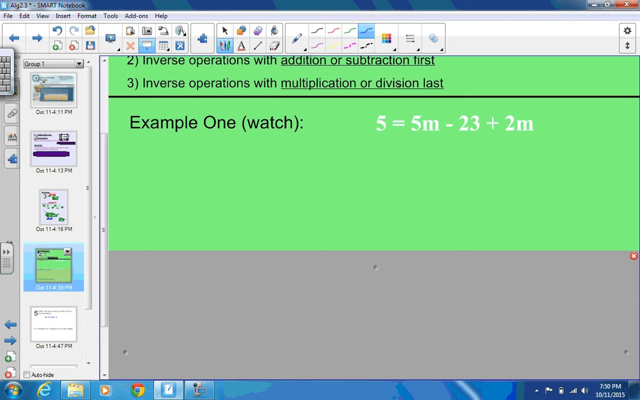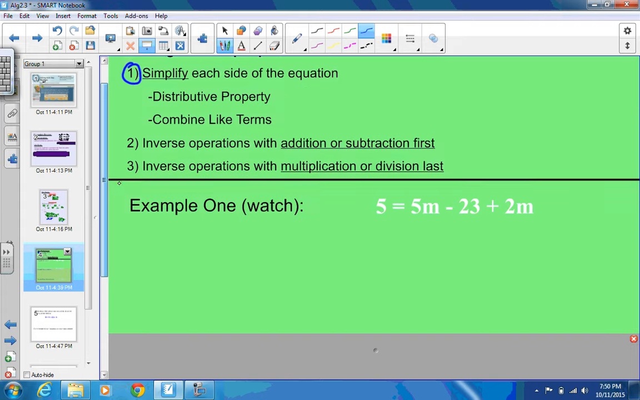So if I have 5 equals 5m, this is where I'm going to simplify. Is there any distributive property? No. Check. Is there any combining like terms? Yes. On this side I have 5m and 2m. So 5 equals, that would be 7m plus 23. There's no more like terms on this side or on this side that you can do. So check there. All right, now we're going to do the inverse operations just like a two-stepper with addition or subtraction first. So since I see addition over here, I'm going to undo that.